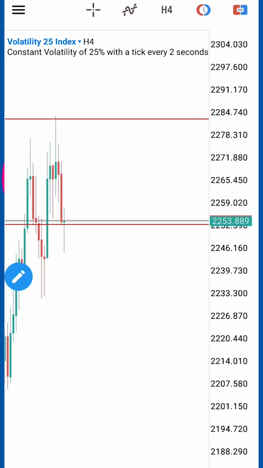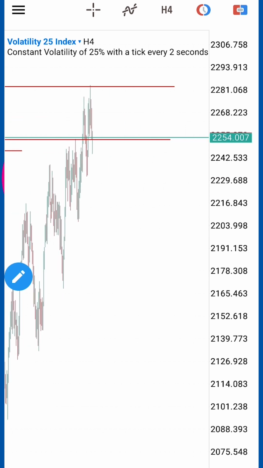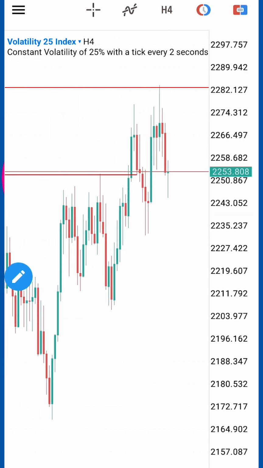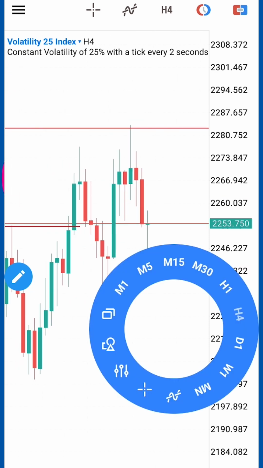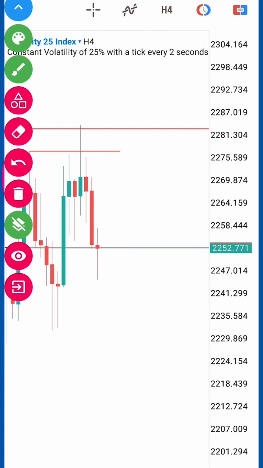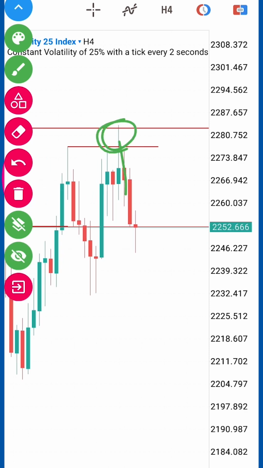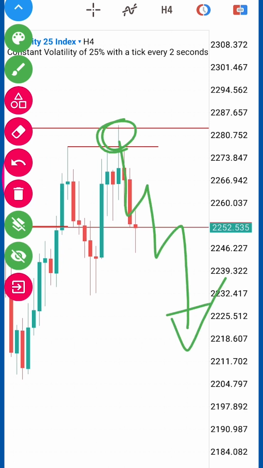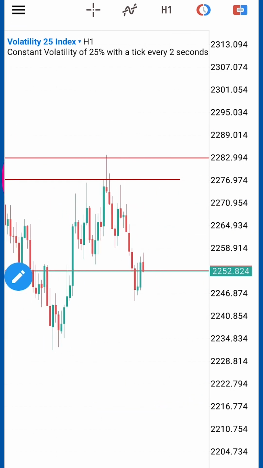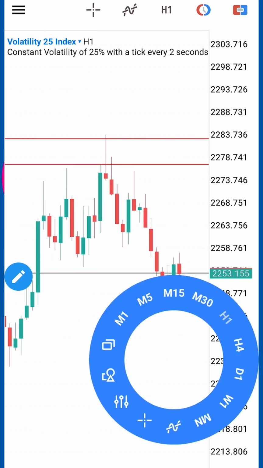So how do we sell, and why are we selling from that zone? If we move on to our 4-hour chart, I want you to see that price did a stop hunt above that high, and after price does a stop hunt, it's of course going to build a market structure so that it continues to dip down. That's based on the daily chart and the 4-hour chart.